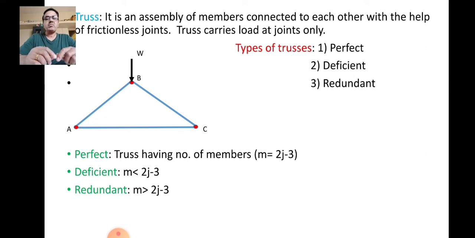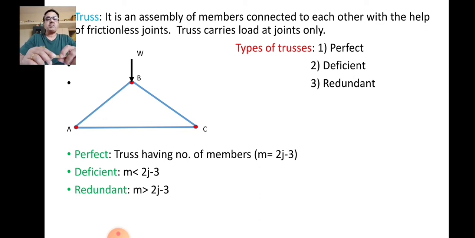So an assembly of different members connected to each other with the help of frictionless joints, and which carries load at the joints only, is called a truss. So this figure shows a simple truss. Now a truss may be a perfect truss, a deficient truss, or a redundant truss.